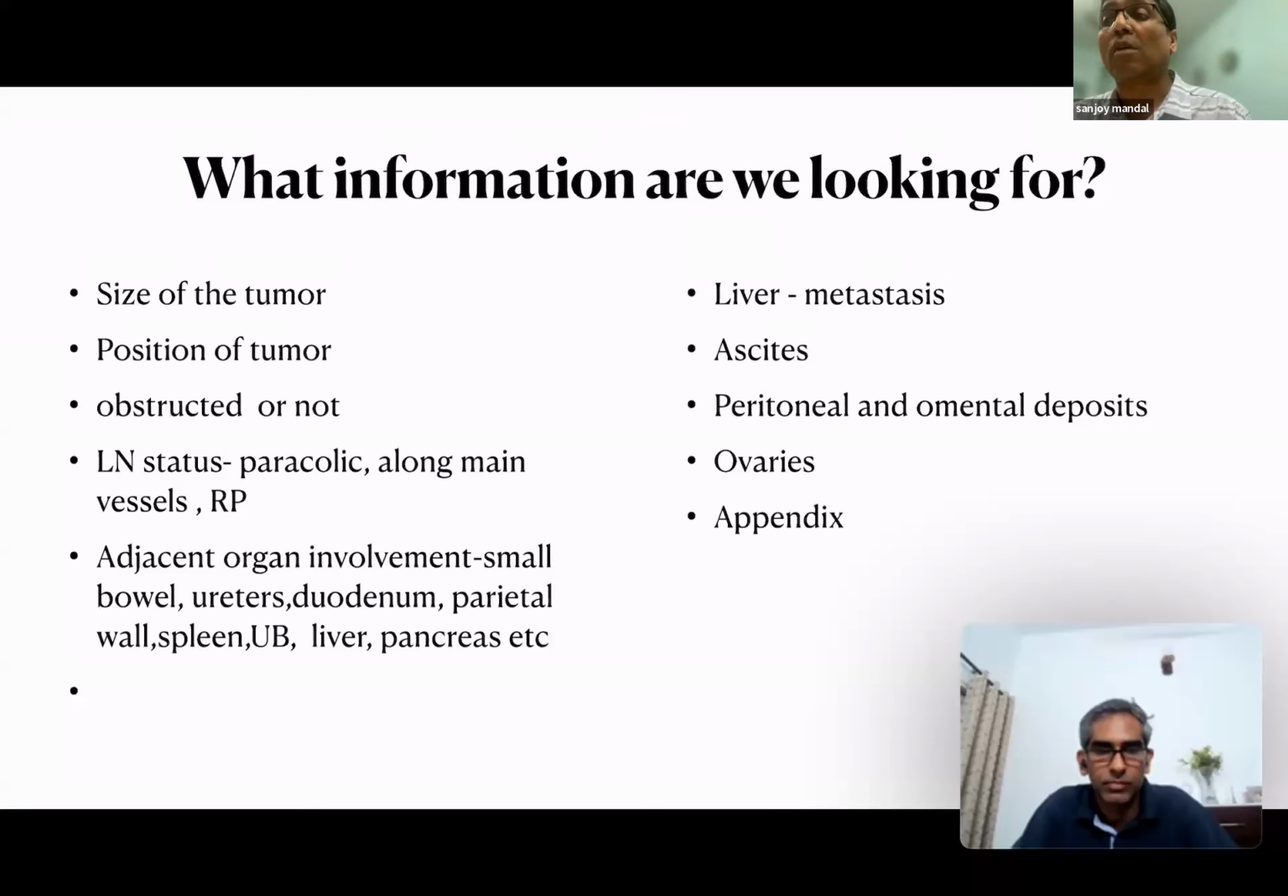You need to see whether it's an obstructing growth or not, if there's stool dammed up behind the growth, because then the management would change. You would need to assess the lymph nodes, whether they're along the paracolic, along the main vessels, or retroperitoneal lymph nodes. You need to assess for adjacent organ involvement, especially adjacent small bowel infiltration, whether the ureter is infiltrated, duodenum, parietal wall, spleen, sometimes urinary bladder, etc. You need to look for liver metastasis, how many, how big, which lobes. These are very important. The ascites, peritoneal and omental deposits.